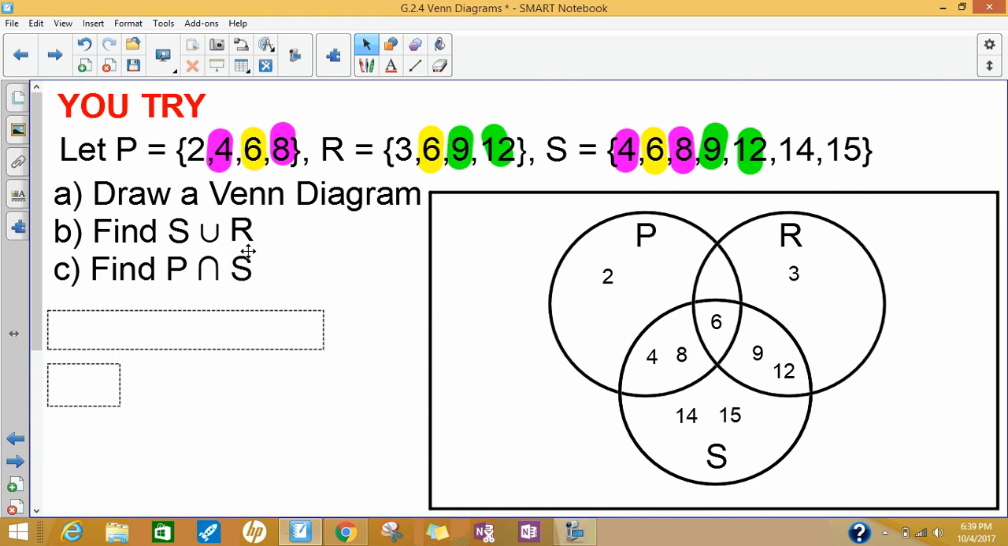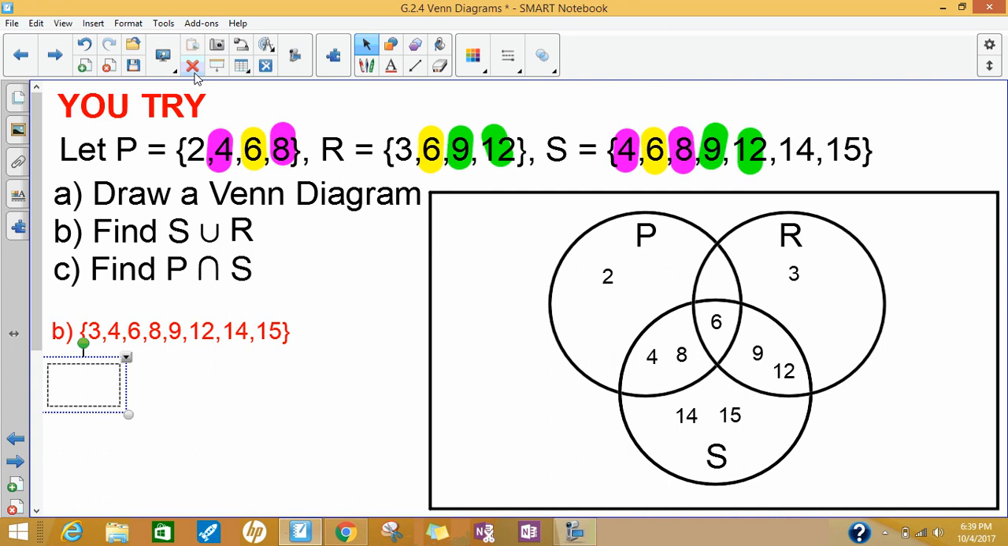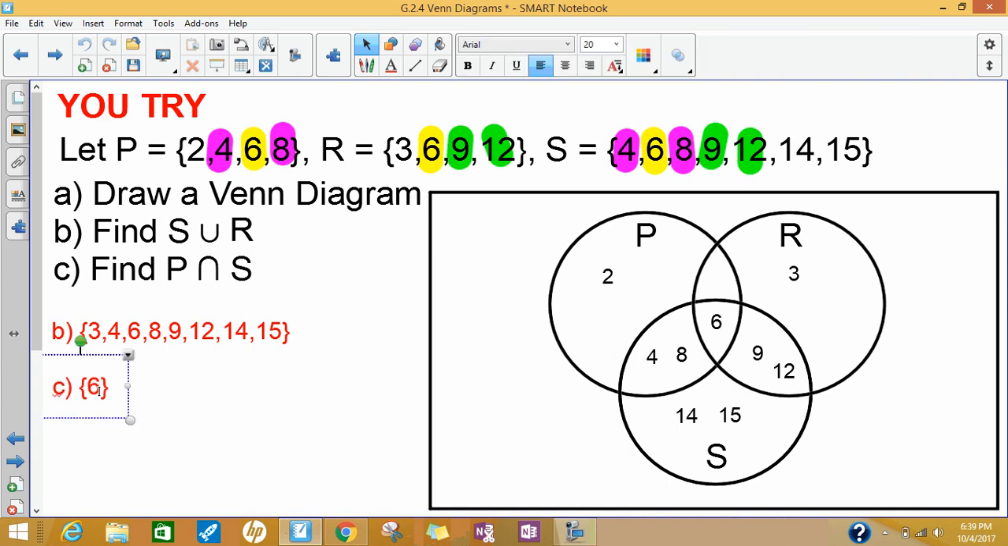The union of S and R: all the numbers that are in R and all the numbers that are in S, put them all together, and this is the set we get. If you notice, the only number that's not in this set on this picture is 2 because it's in circle P. And then the intersection of P and S, where they overlap, right here, 4 and 8. And I copied this answer from before, so my original answer there is wrong. It should be 4 and 8.